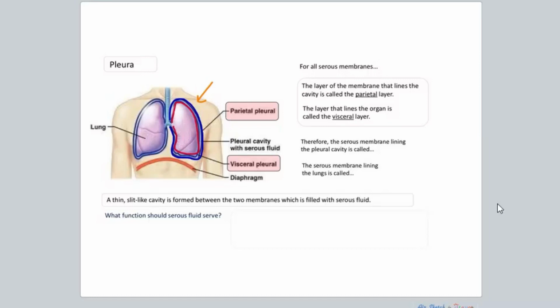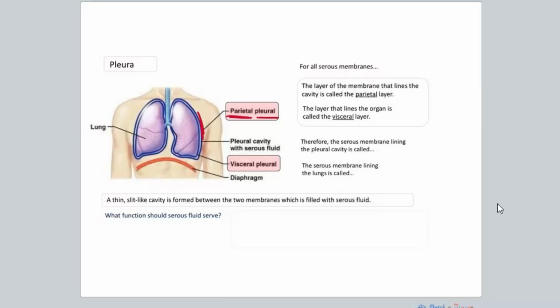Out of these two layers, the layer of the membrane that actually lines the cavity is going to be called the parietal layer. And the layer of the membrane that's going to line the organs within that cavity is going to be called the visceral layer. So how are we going to name these two serous membranes? The serous membrane that lines the pleural cavity is going to be called the parietal pleura.